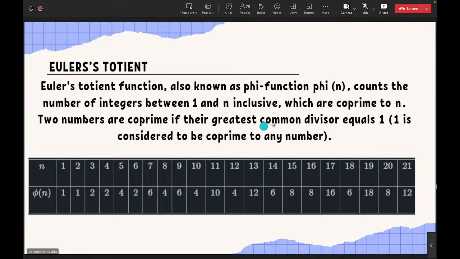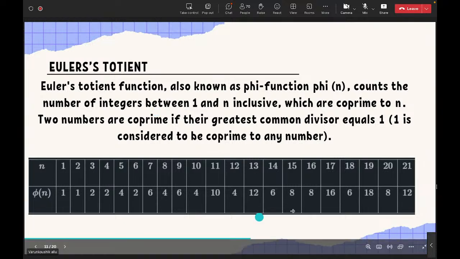Two numbers are co-prime if their GCD, greatest common divisor, is equal to 1. If someone doesn't know, I have added this point. 1 is considered to be co-prime to any number because the GCD will be 1. So with any number, the GCD will come down to 1. So let's see what we can do with this.